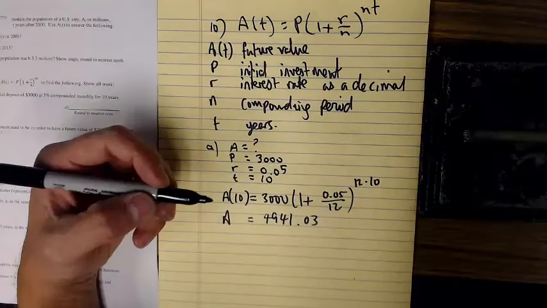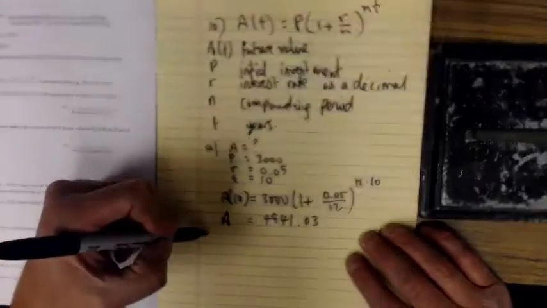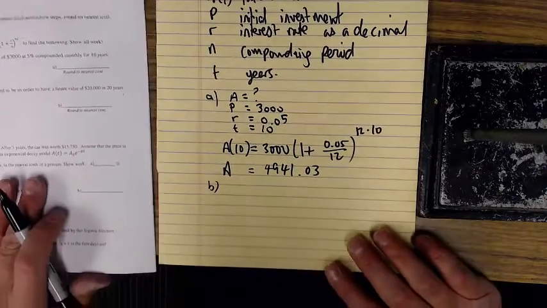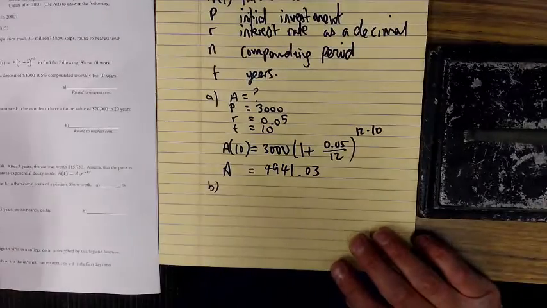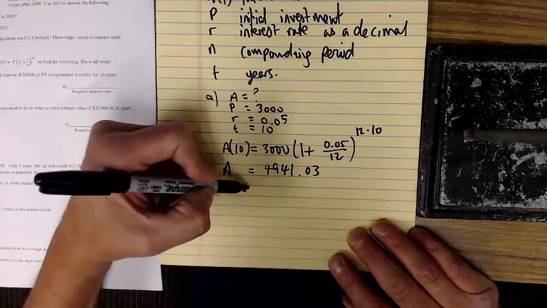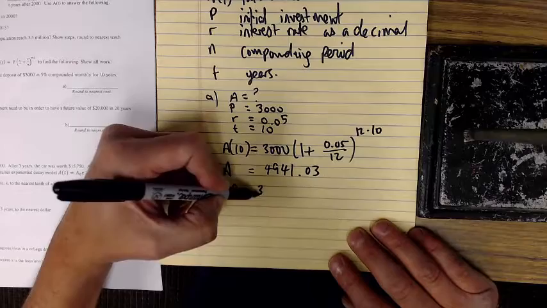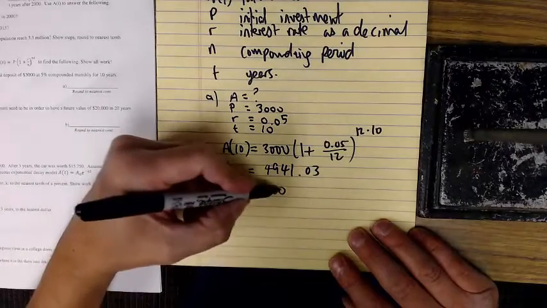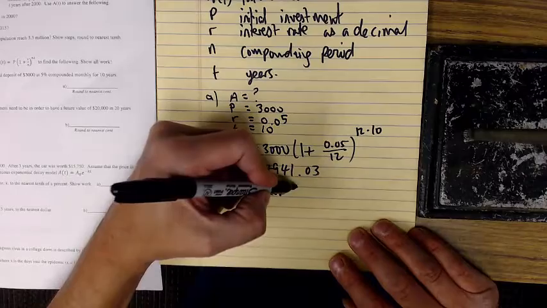Okay, so now we'll do part B. Part B asks, what would the initial investment have to be? So we know that A of t is the future value, which is, sorry, not 3,000, 20,000.